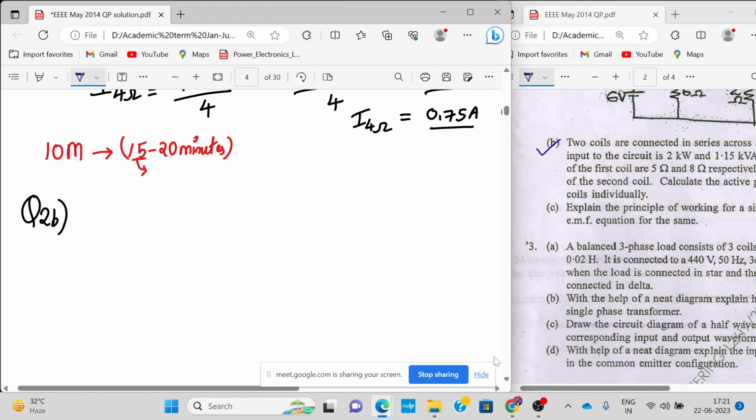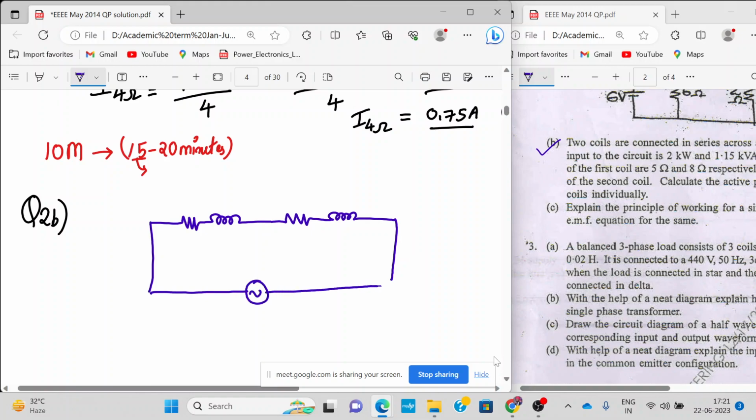Okay. There are two coils in series. So coil means it will have a resistance and it will have an inductance. They are saying there are two coils like this. Okay, they are connected across an AC supply. So here is my AC supply. This is 200 volt 50 hertz AC supply.